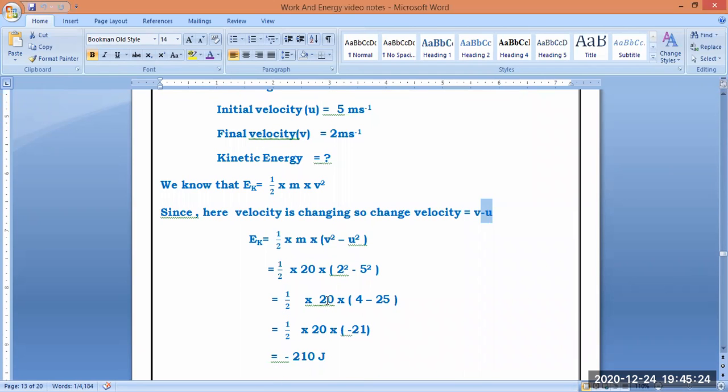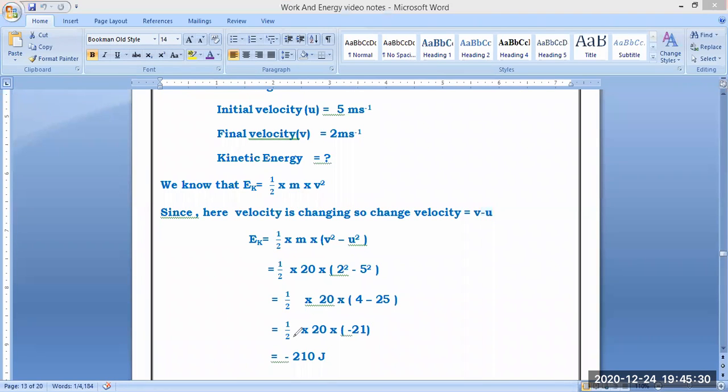So what I'm doing, 2 ones are 2, 2 tens are 20, and then 4 minus 25 is minus 21. So altogether the answer is minus 210. So minus 210 is the work done here.